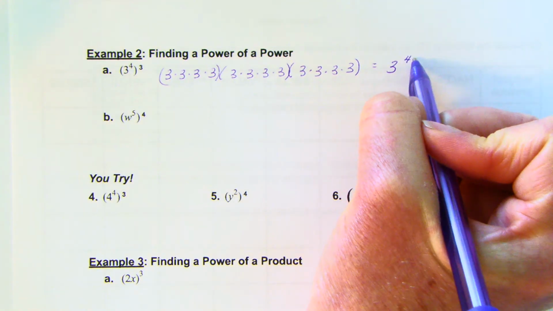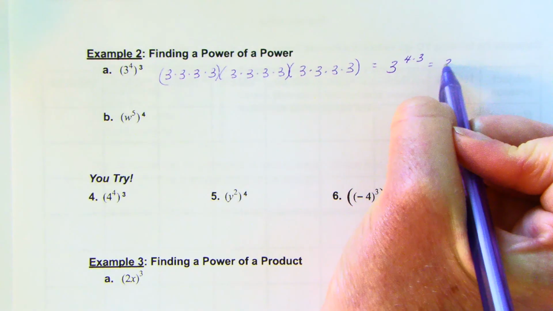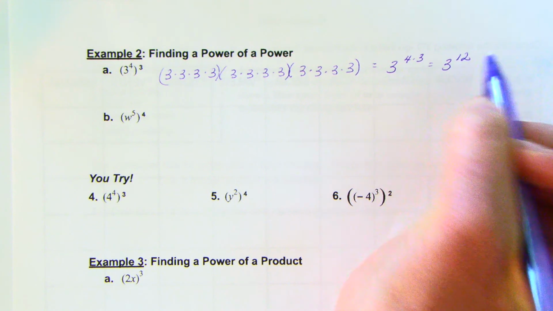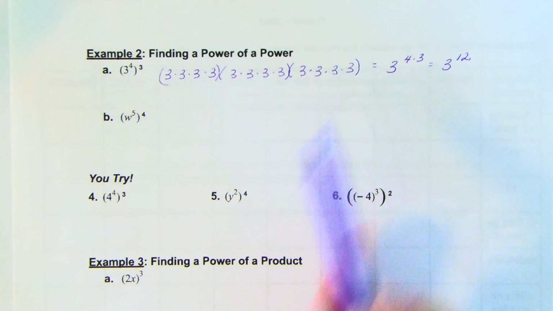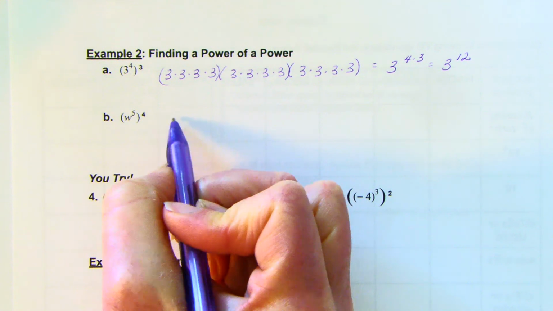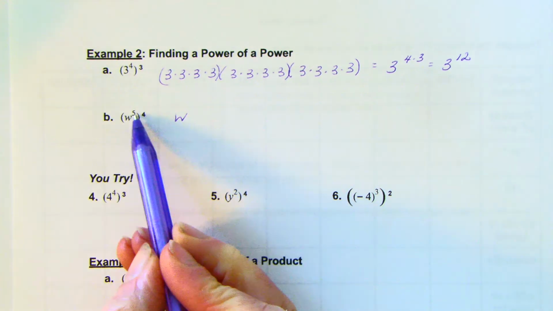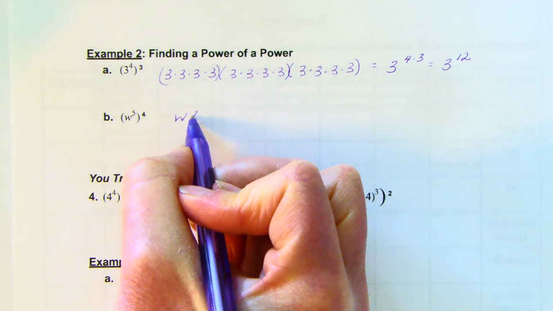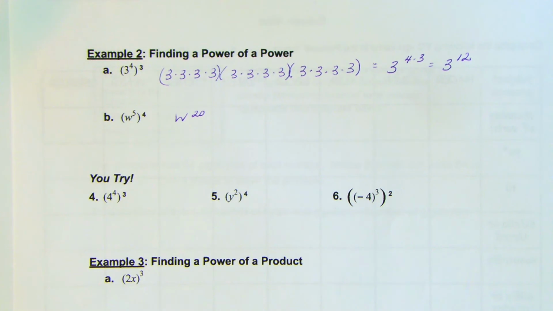Let's write it out long. Right? And you don't have to stretch it out every time. Works the same with a variable. W to the 5 times 4 is 20th power. Okay? That's okay.